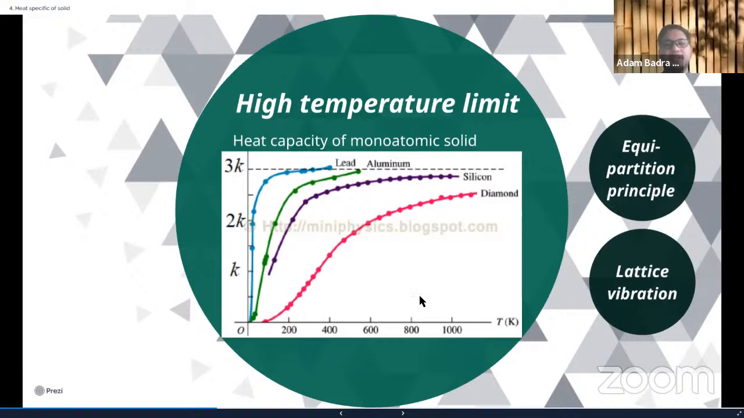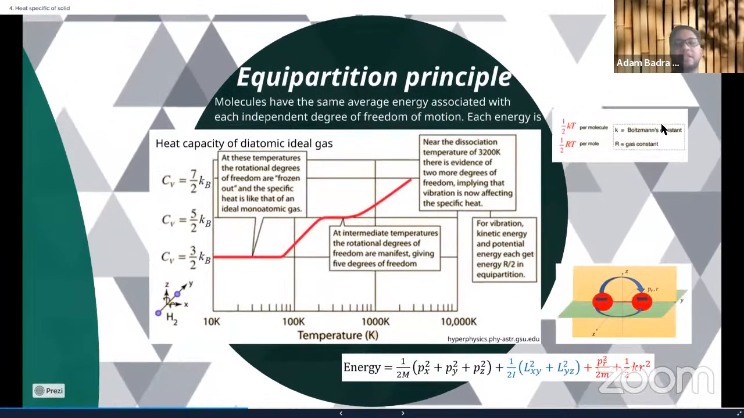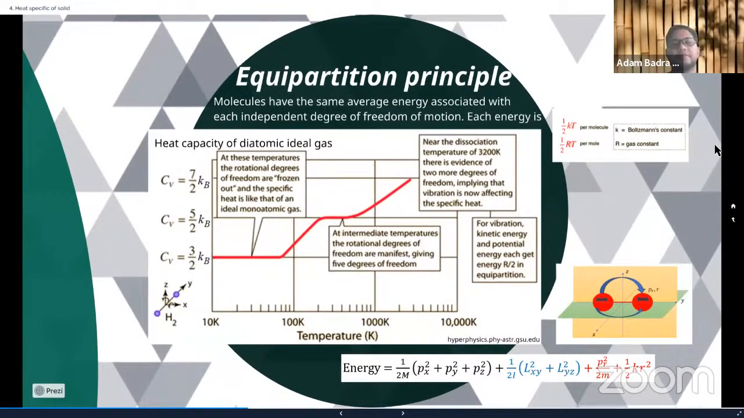There are high temperature limits. As the temperature becomes larger, they approach a value of 3K, or sometimes 3R, depending on how you define the heat capacity. So they become more or less a constant value at high temperature. This high temperature limit can be explained in terms of the equipartition principle. This principle in statistics is observed in free molecules at high temperatures, especially in gases.